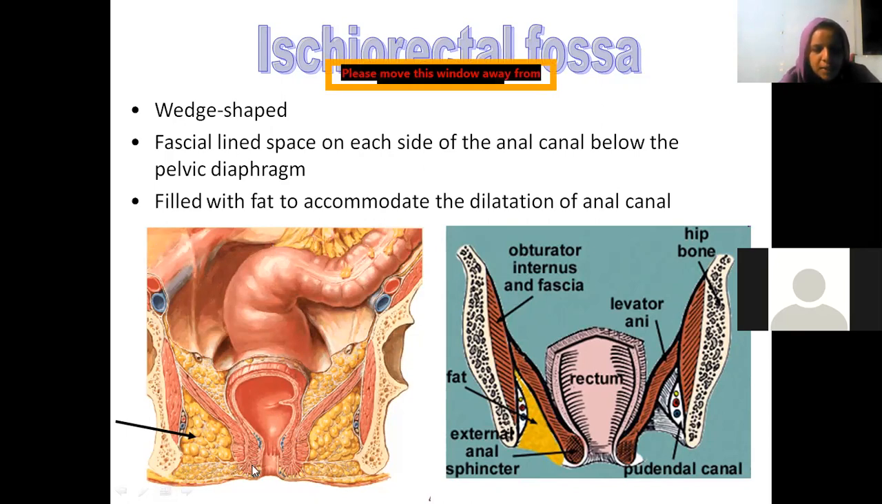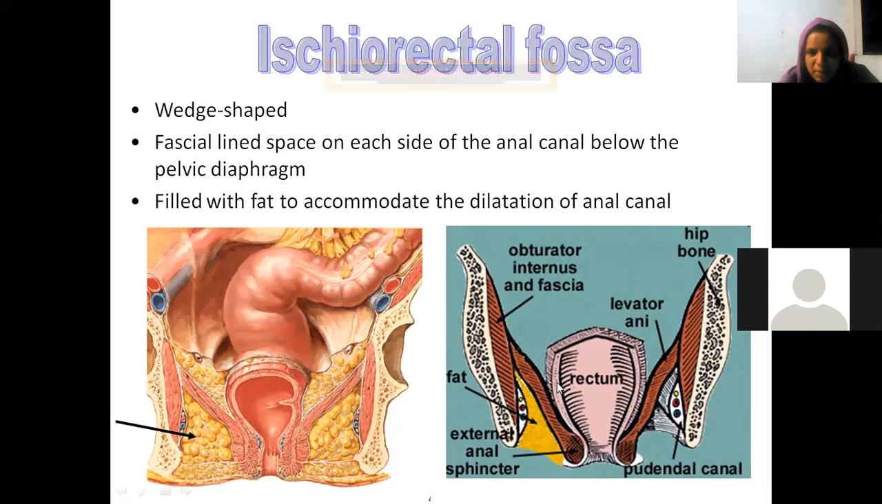So this white line you are finding, here also you are finding the line. Okay, white line. So a fascia-lined space on each side of the anal canal below the pelvic diaphragm. So which is our pelvic diaphragm? See this muscle you are finding here, it is actually levator ani. Levator ani is the muscle of the pelvic diaphragm. So this is the pelvic diaphragm.